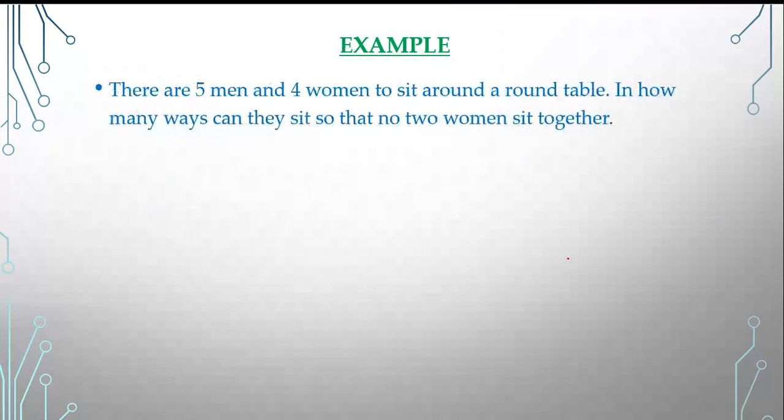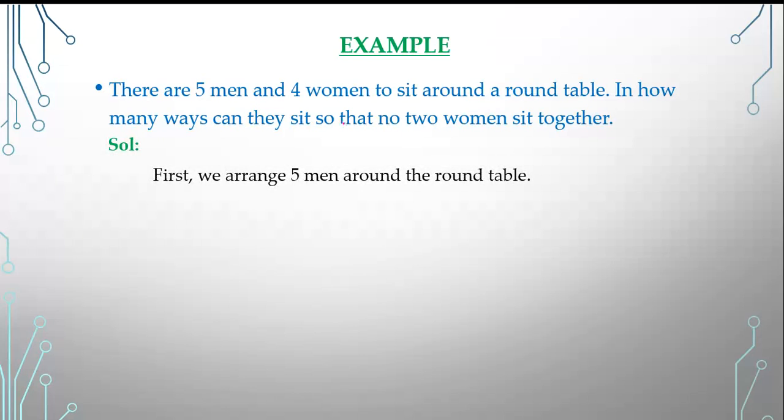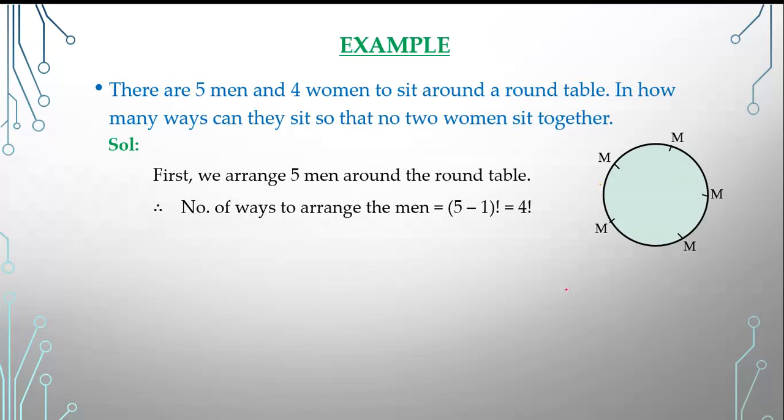Clear? Now the next example is that there are 5 men and 4 women to sit around a round table. In how many ways can they sit so that no 2 women sit together? What we do here is arrange 5 men around a table. So we arrange our round table and 5 men, 1 2 3 4 5, 5 men are arranged here. How many ways to seat 5 men at a circular table? That is n minus 1, so 5 minus 1, 4 factorial ways.